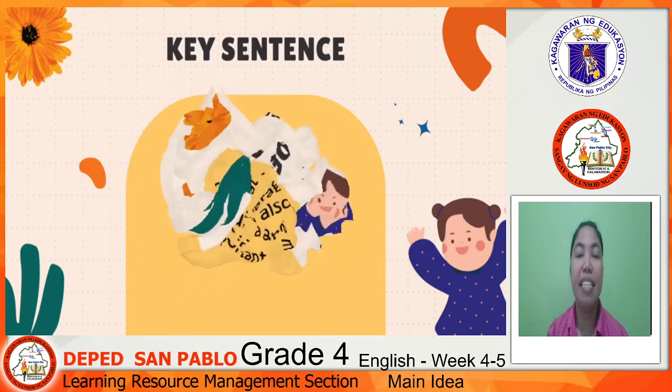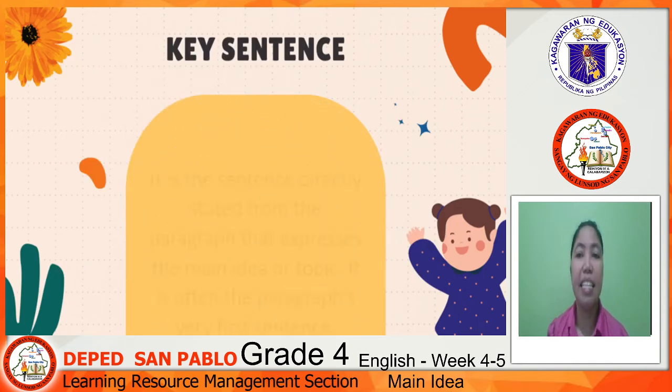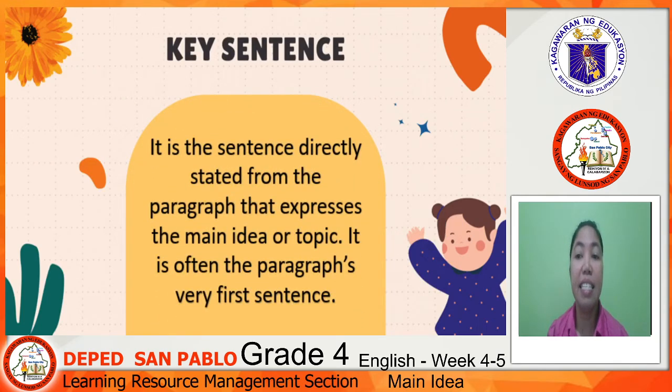Next is the key sentence. The key sentence is the sentence directly stated from the paragraph that expresses the main idea or the topic. It can be found on the first, middle, or even in the last sentence, but it is often placed in the paragraph's very first sentence.